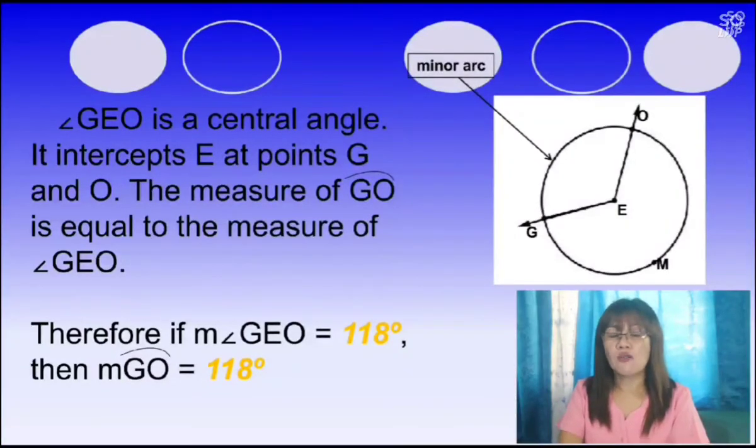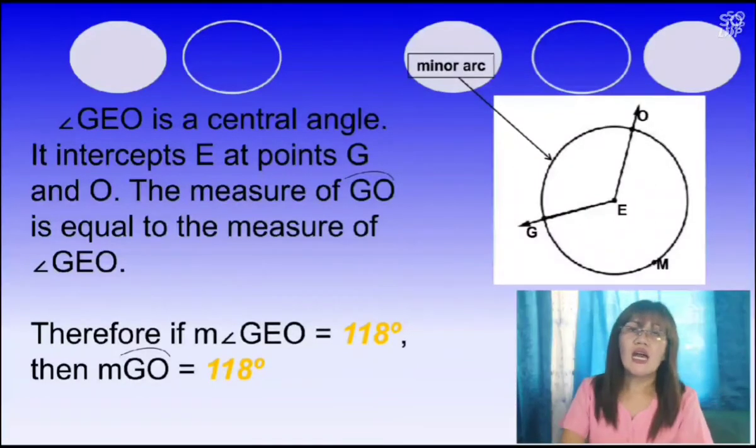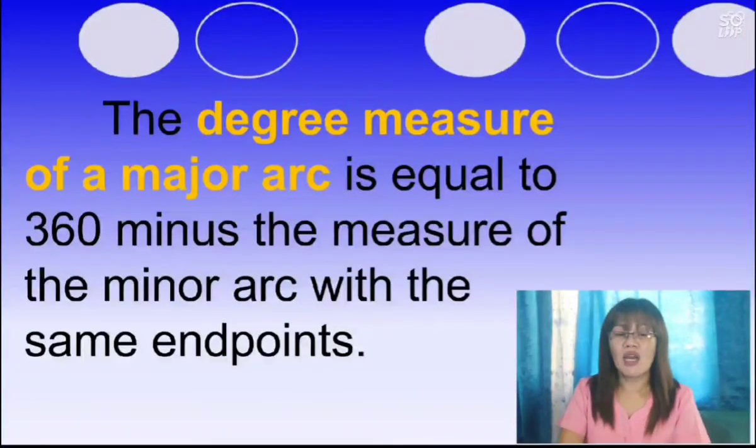So therefore, if the measure of angle GEO, which is a central angle, is equal to 118 degrees, then the measure of arc GO, which is a minor arc, is also 118 degrees. And the degree measure of a major arc is equal to 360 minus the measure of the minor arc with the same endpoints.